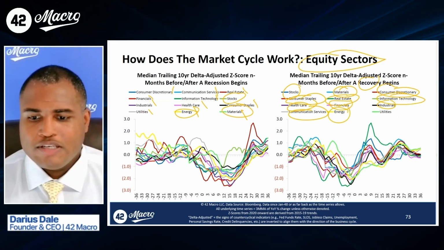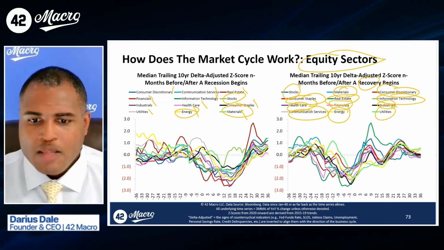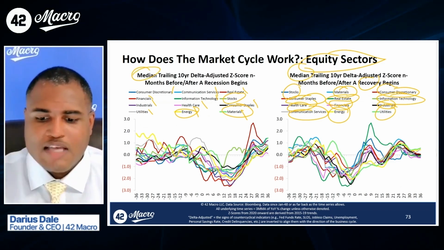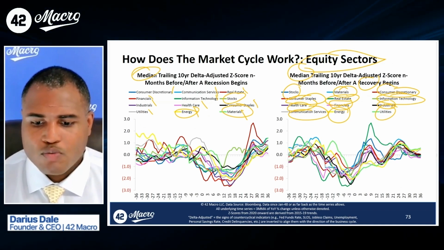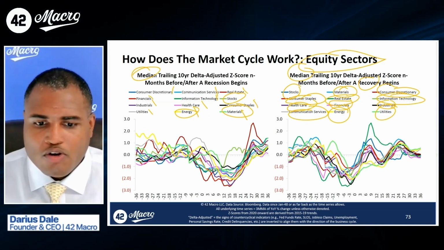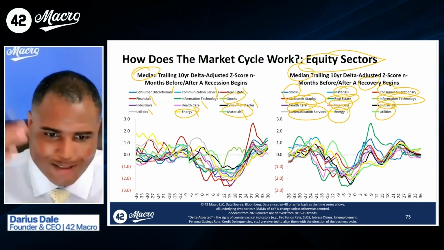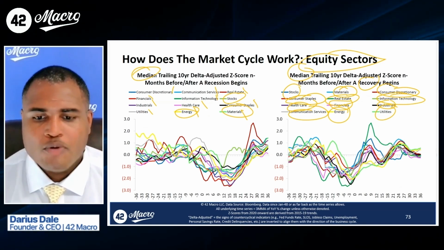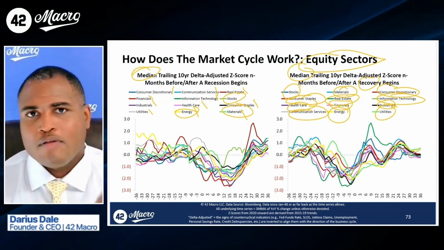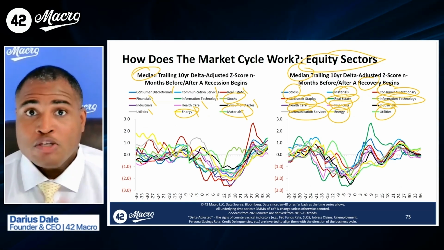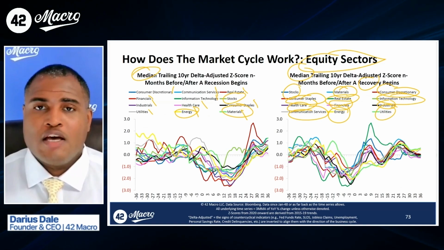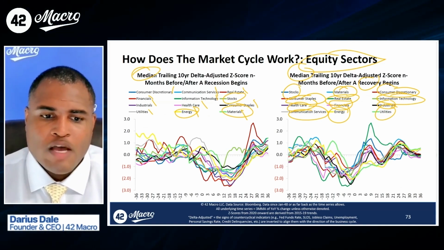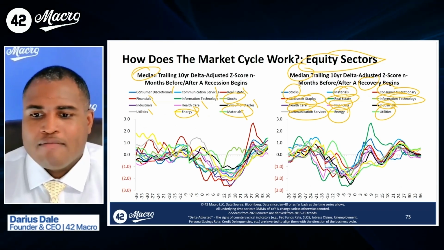Now, again, I don't want to sit here and say that every business cycle was the same. These are the median trailing 10-year delta adjusted Z-scores for the 12 or 13 business cycles that we've experienced as investors in the post-war era. Now, again, you can't take this and say, okay, well, Darius Dale told me that materials are the last sector to break down or consumer discretionary is the first sector to break out. What we're trying to do is show the general trend of how the economy and asset markets have performed so that we understand what the base rate actually is, so that we have more accurate forecasts of how the economy and markets are likely to perform. If you don't know what the base rate is, then how can you possibly have an accurate forecast?